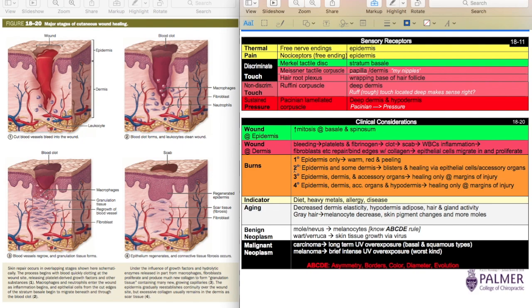A 2nd degree burn will burn 2 things. It will burn the epidermis plus a little bit of the dermis. So that's when you'll have a blister. And the healing will come directly from epithelial cells reproducing themselves. A 3rd degree burn will burn 3 things: the epidermis, the dermis, and accessory organs in the skin like glands, etc. So you're only going to have real, true healing at the margins of the injury. Otherwise, you'll have scar tissue, where you couldn't have a total healing.